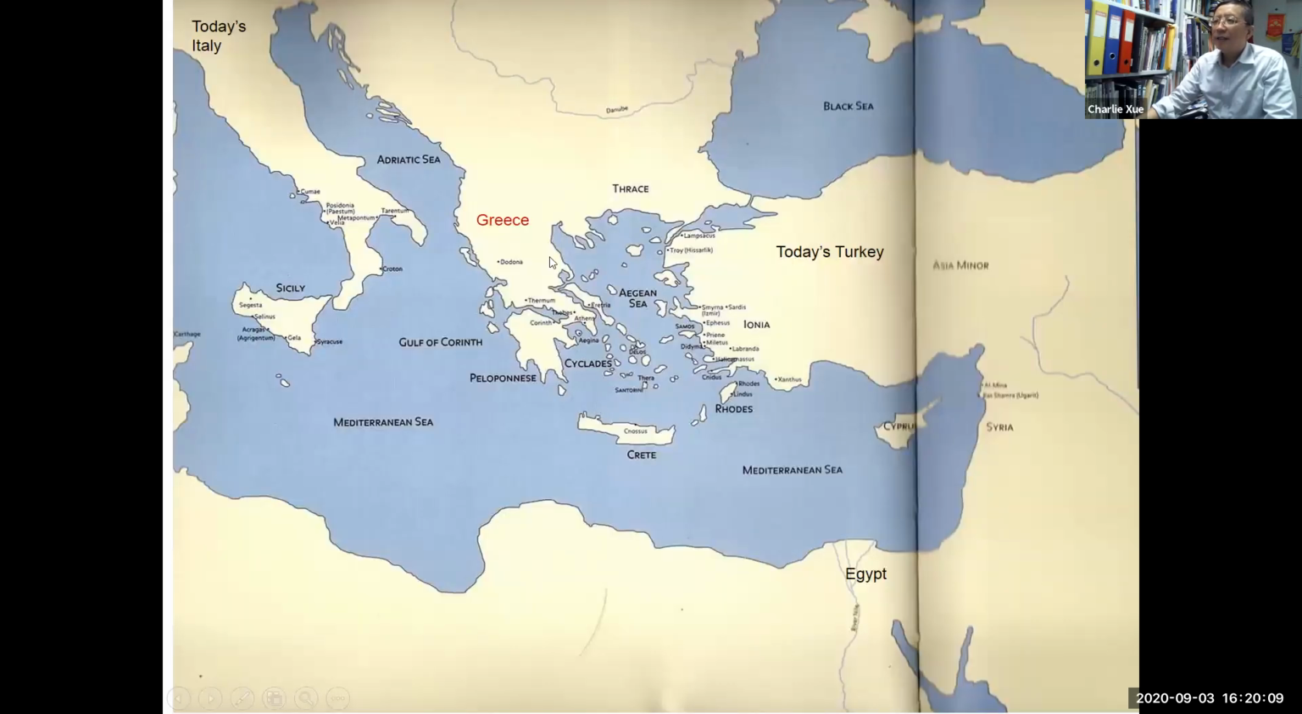As we can see, this is Greece. This is Italy. Today's Turkey. Those are the names of those years. The Aegean Sea, right? Olympia and the different names are all here in Greece. Egypt is here, and across the sea is Greece. So Egyptian architecture has many influences on Greek architecture. Then Greek architecture also influenced Roman architecture later.